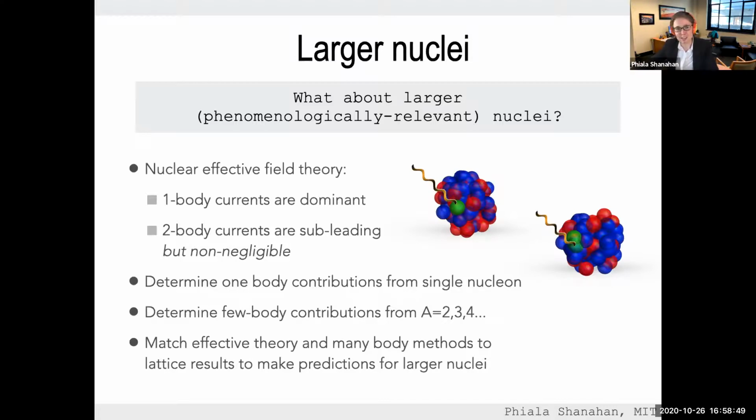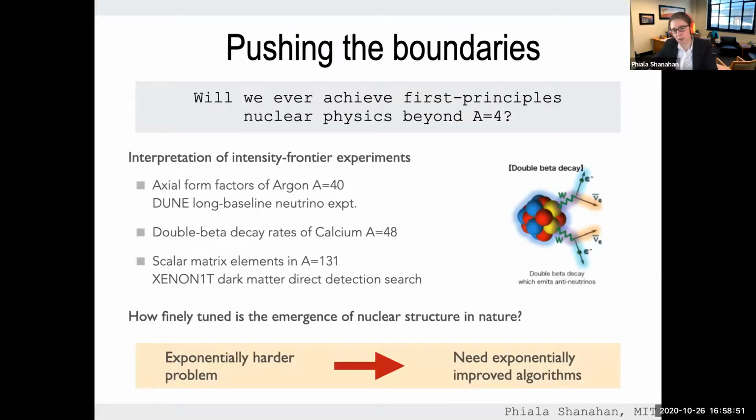So to come to just the last bit of the talk, what if we start asking, will we ever be able to get first principles nuclear physics beyond A=4? And of course we'd like to, right? Dark matter direct detection is just one example. The DUNE long baseline neutrino experiment that's looking to measure the neutrino mass hierarchy and oscillation parameters is doing neutrino scattering on argon. What you'd really like to know is the axial form factors of argon and how much they differ from just multiplying up those of the proton.